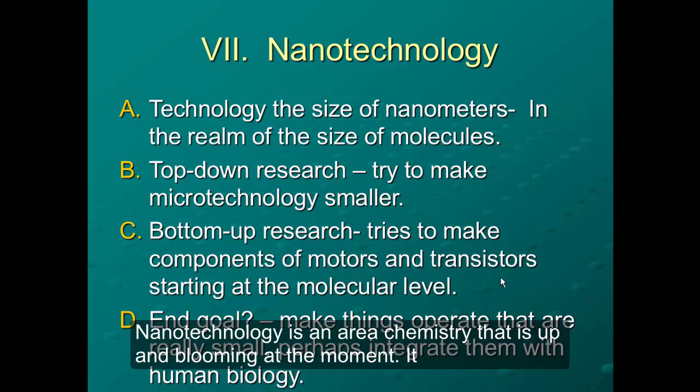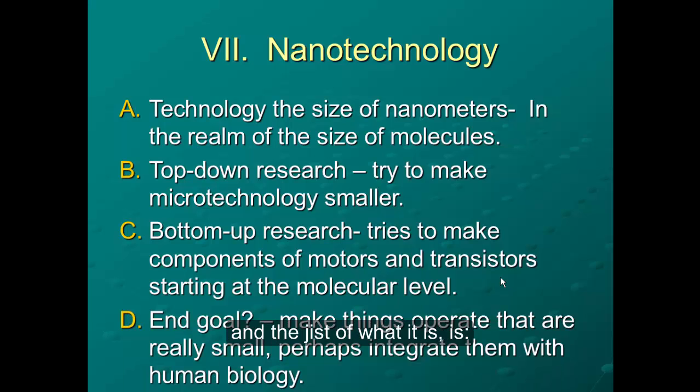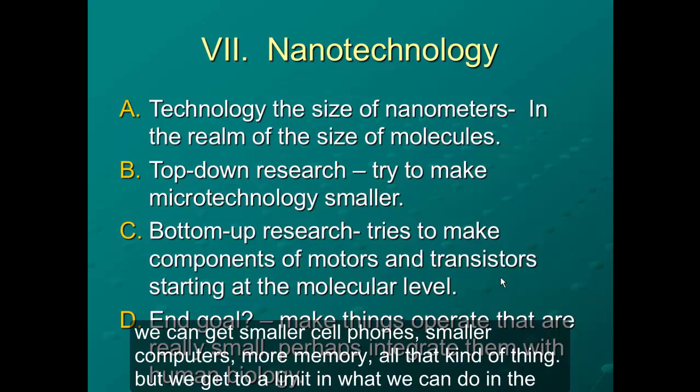Nanotechnology is an area of chemistry that is up and blooming at the moment. It was proposed in about 1959 by someone, but we only really started doing intense research on this in the late 1980s, early 1990s. And there are the gist of what it is: as we shrink technology down, we can get smaller cell phones, smaller computers, more memory, all that kind of thing.